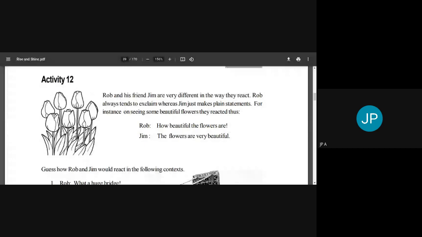This is a language activity. It is from module 1. We have already to tell you what we did so far.